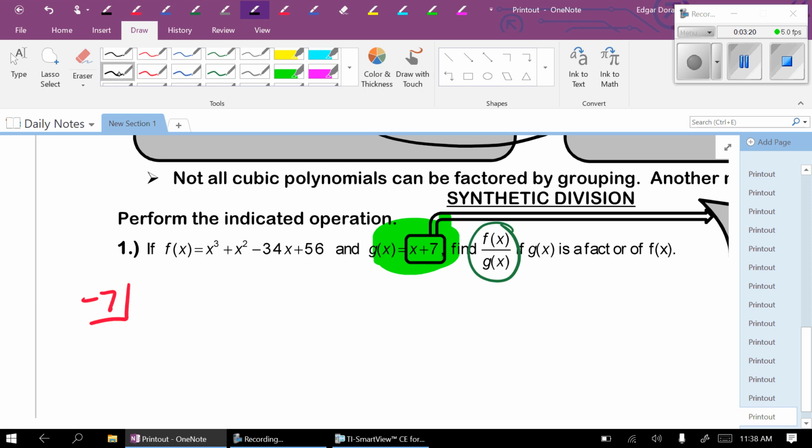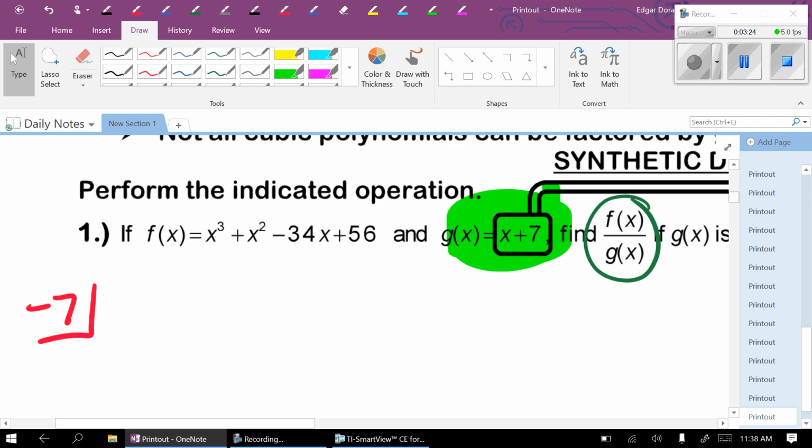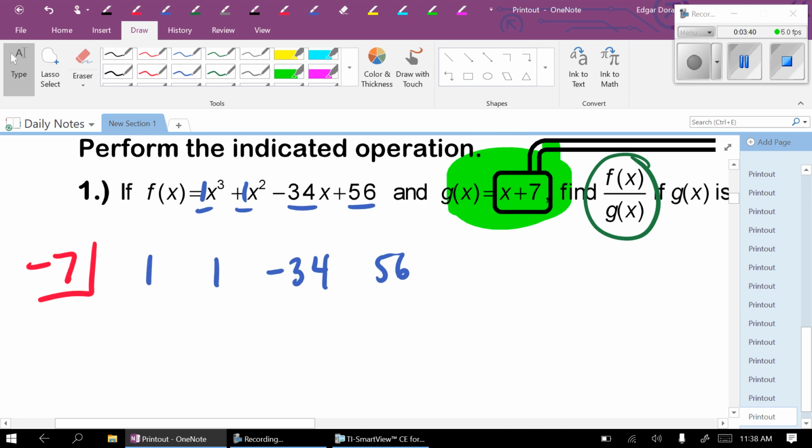Now, the next thing is we're going to do this process called synthetic division. What I want you to do is find all of the coefficients of the function f of x. So in this case, 1, 1, negative 34, and positive 56. I want you to write all of those right here: 1, 1, negative 34, and 56. Just leave a little space like that.